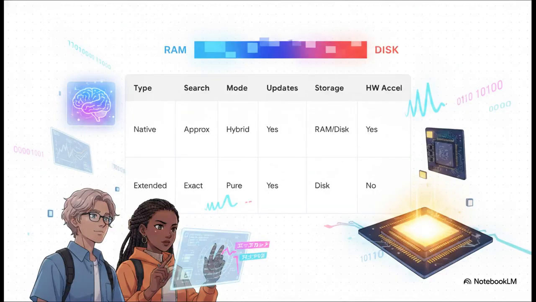If you are evaluating a database for your AI stack, this is your ultimate checklist, straight from our source material. You've got to ask, is it native or extended, exact or approximate search? Can it handle hybrid searches? What about inserts, updates, RAM versus disk storage, and hardware acceleration? Your answers to these questions absolutely dictate the kind of performance you're going to get.